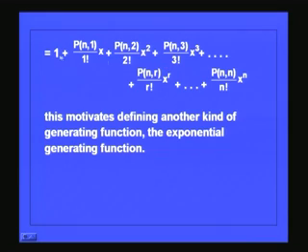So, this is equal to (1 + x)^n, but here we are able to get the values of P(n,1), P(n,2), P(n,3), etc. This motivates defining another kind of generating function called the exponential generating function. So, for permutations we need to define another kind of generating function known as the exponential generating function.